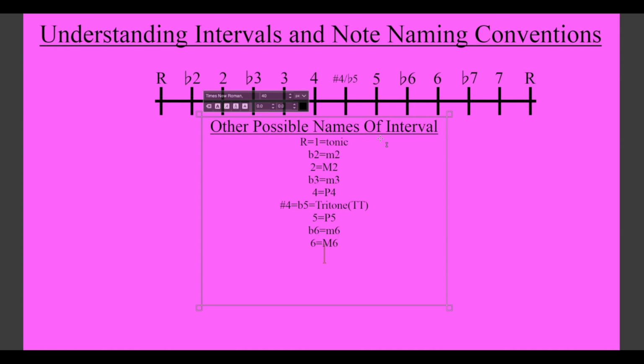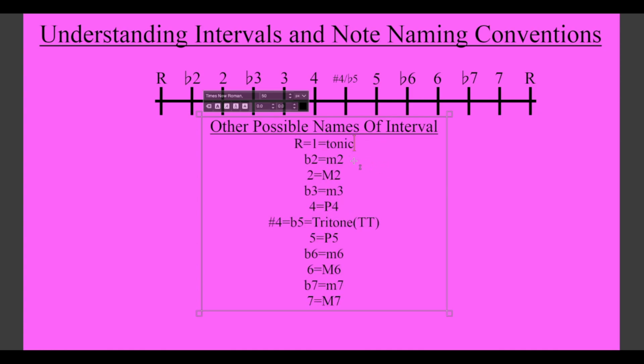6, major 6, flat 7, you're starting to get the hang of it, I imagine, goes to minor 7, and 7 goes to major 7. Okay, now that we're back to the start again, let's start going into extensions.